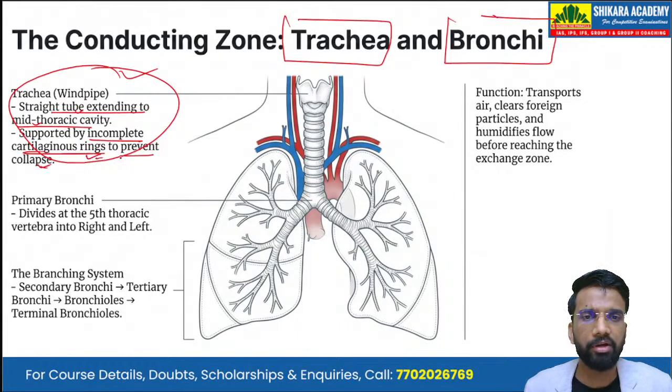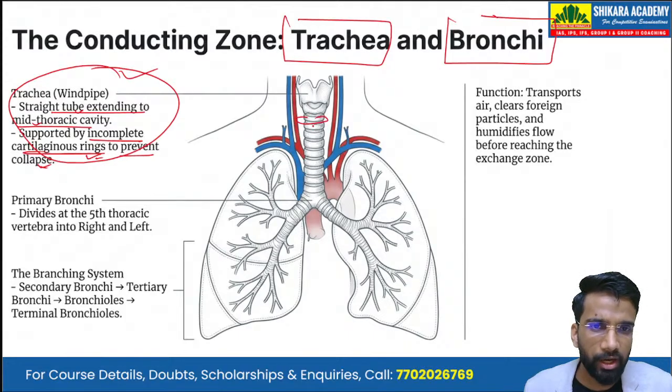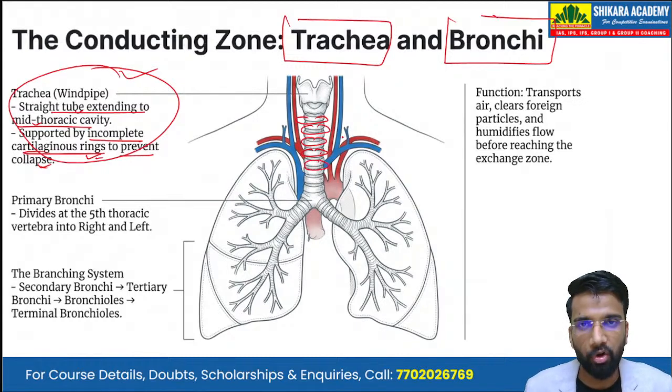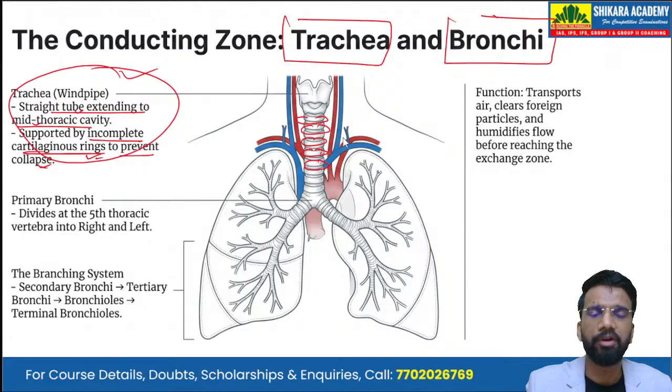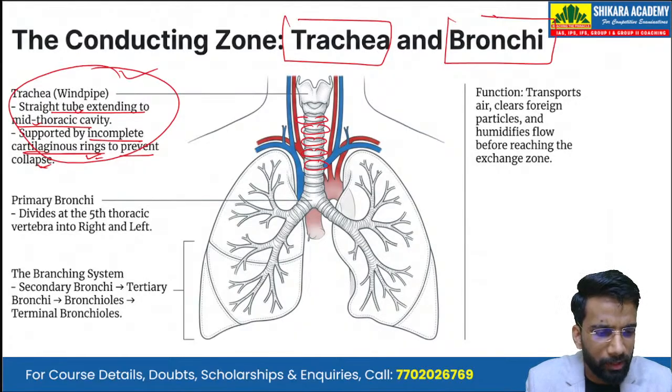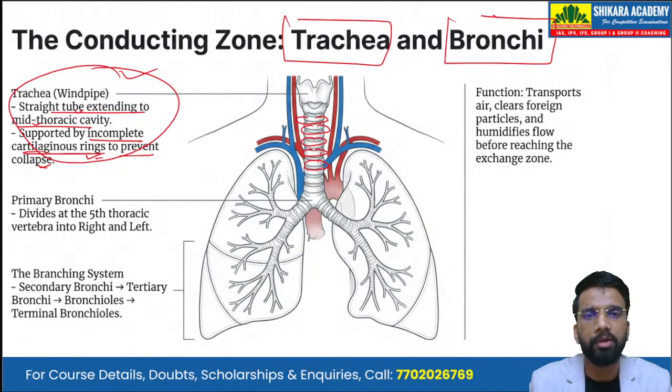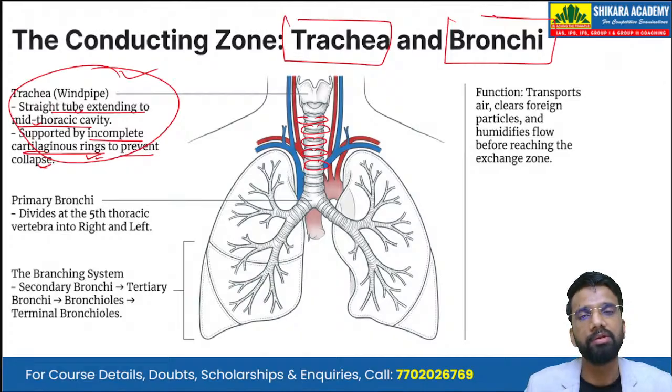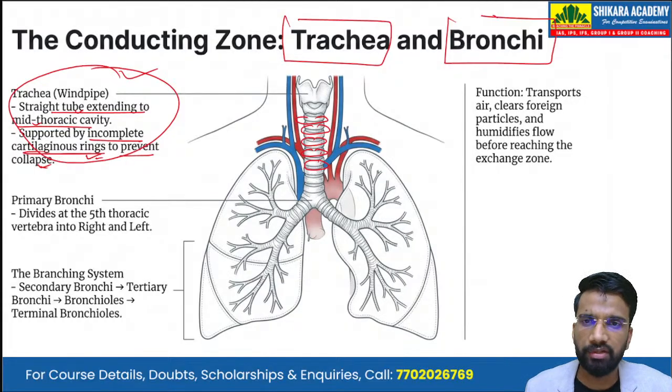Cartilaginous rings to prevent collapse. The rings are made up of cartilage, incomplete rings, and they are there to prevent the collapse of the windpipe, because the windpipe tolerates a lot of pressure gradient. Sometimes the pressure is high, sometimes the pressure is low. Due to this difference of pressures, to prevent the collapse of the windpipe, these rings made up of cartilage are there.